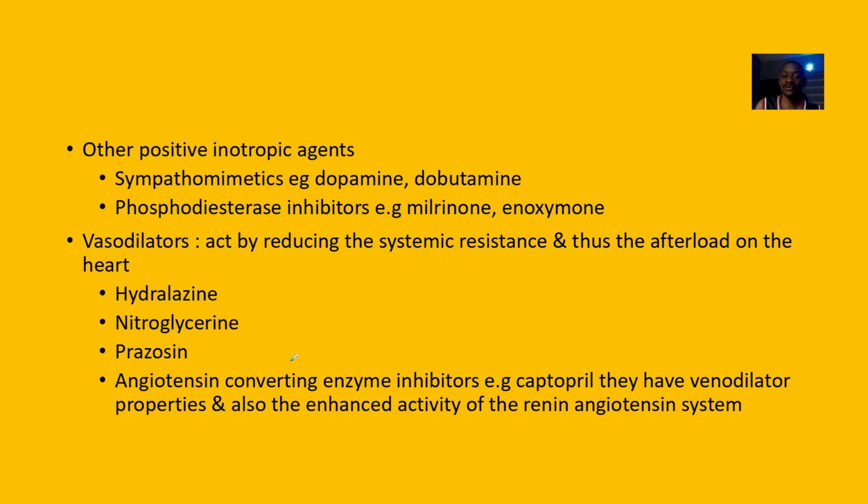Then other positive inotropic agents like dopamine and dobutamine can also be employed. Phosphodiesterase inhibitors like milrinone and enoximone could also be employed. Then vasodilators, they act by reducing the systemic resistance, thus the afterload on the heart. So drugs like what? Hydrochlorothiazide, nitroglycerin, prazosin. Basically they make the blood vessels open up so that blood can flow smoothly, so that there's no resistance effect on the heart.